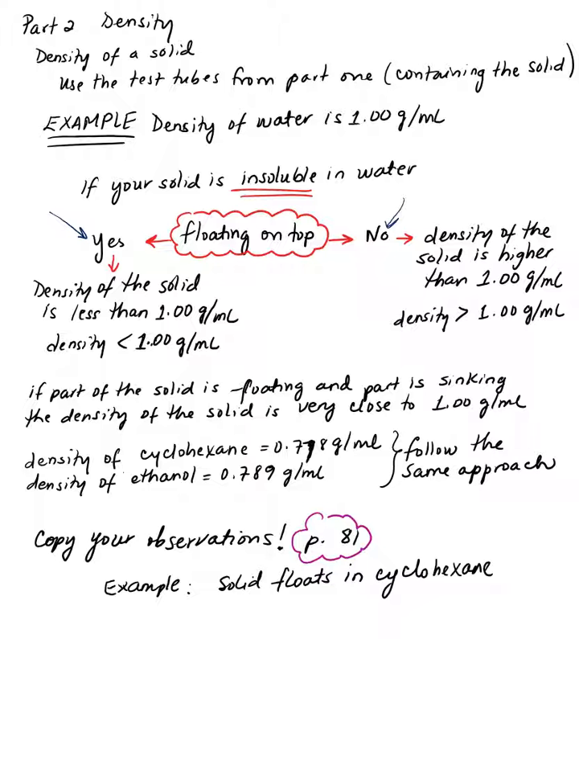Now, another thing, you might have something like your solid, part of it is floating and part of your solid sinks. What that means is that the density for that specific solid is going to be very close to the same value that you have for the solvent. For example, if your solid in water floats part of it, but you have part of that solid sunk also in your test tube, it means that the density for that specific solid is going to be very close to 1.